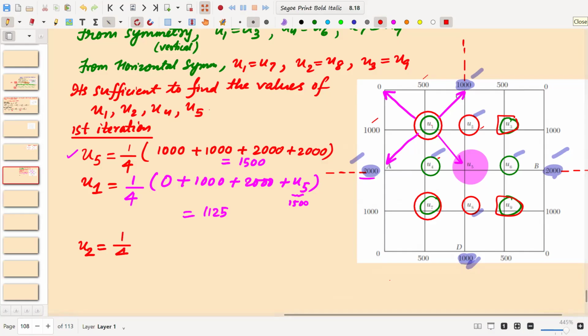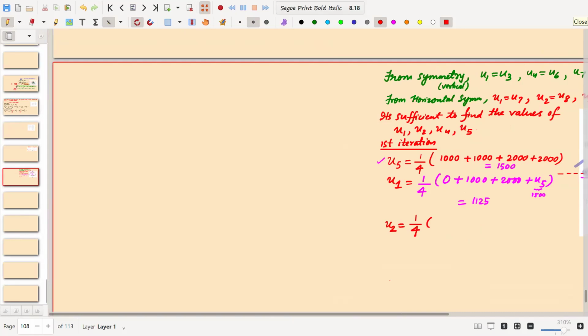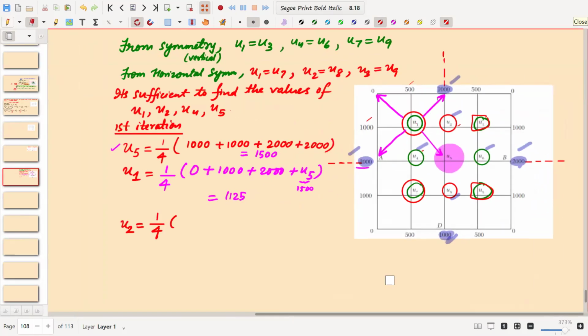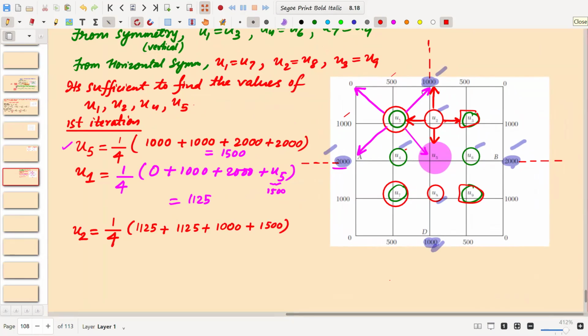So U2 is equal to 1 by 4 times... If you apply the standard 5-point formula, what do you get? U2 is equal to 1 by 4 times U1 plus U3, 1125 plus 1125, then the top is 1000, then U5 is 1500. So this value is 1187.5.